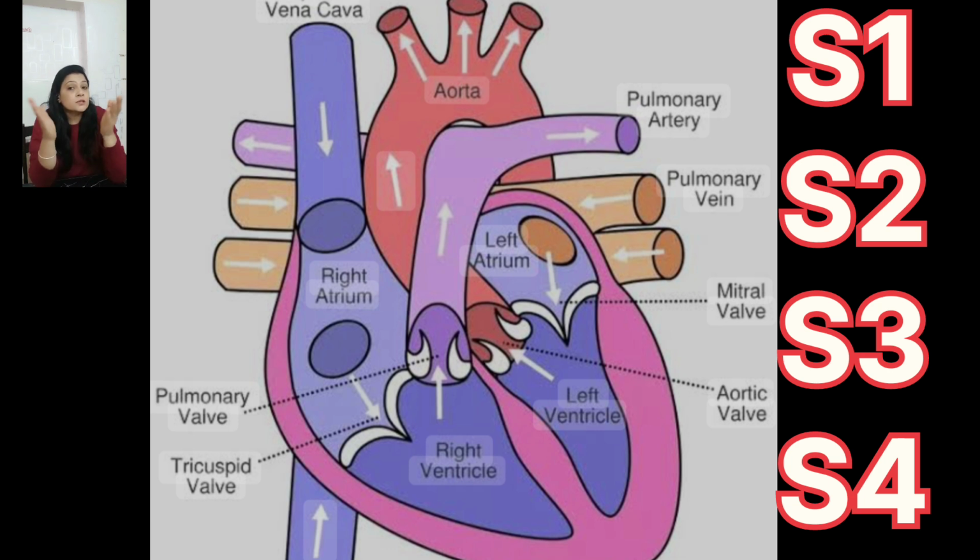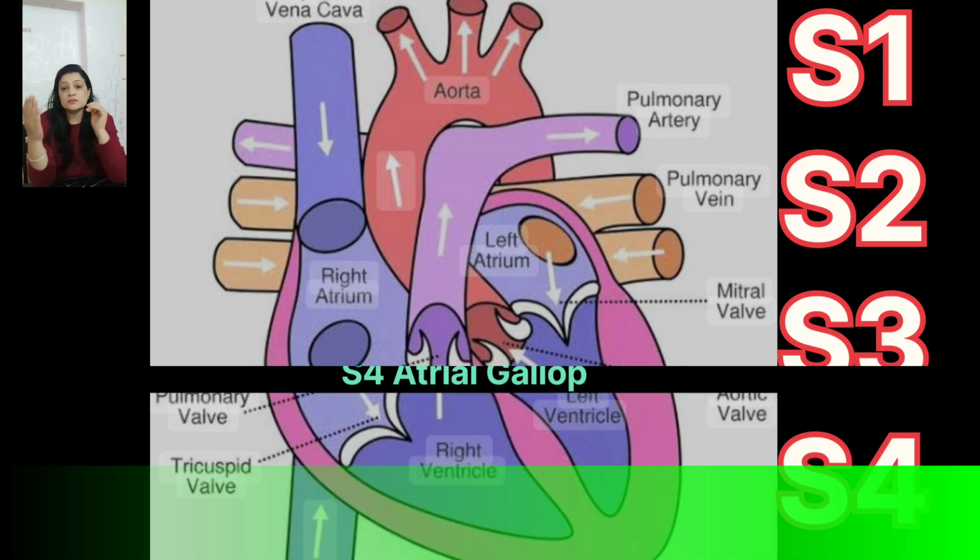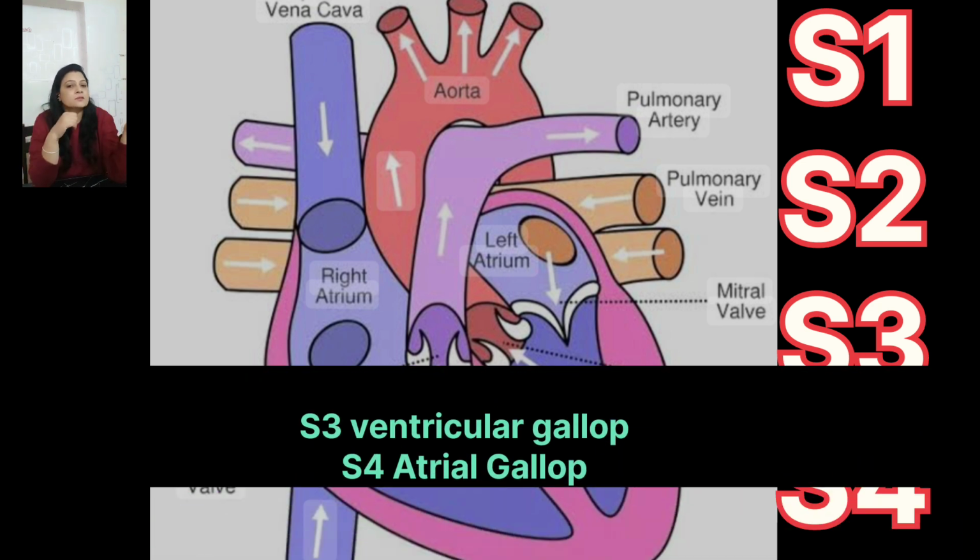Now if there is any pathology, then maybe the S3 and the S4 sound will be there. S3 is the ventricular gallop. Ventricular gallop means early ventricular filling if there is any pathology. S4 is the atrial gallop, when there is a problem, there is atrial filling. So S3 is the ventricular gallop and S4 is the atrial gallop. Normally we have S1 and S2 sounds in healthy individuals.